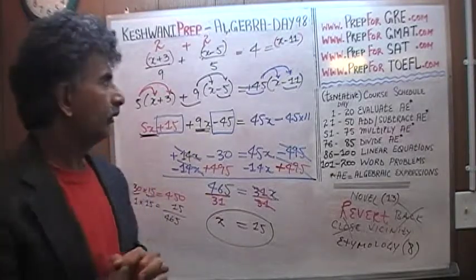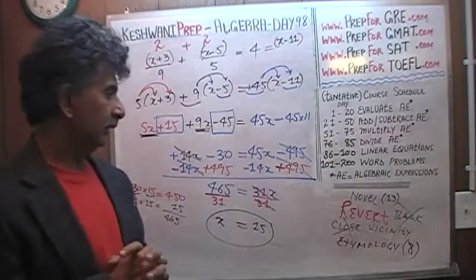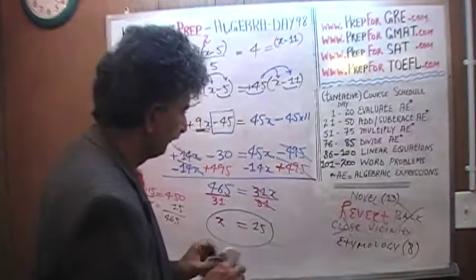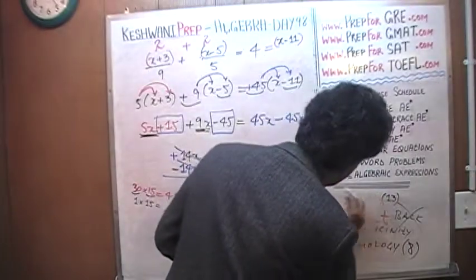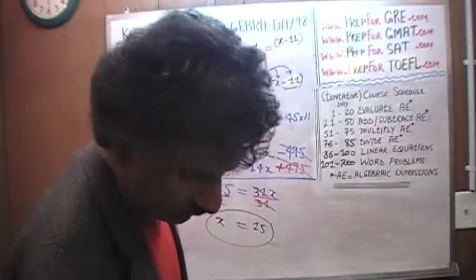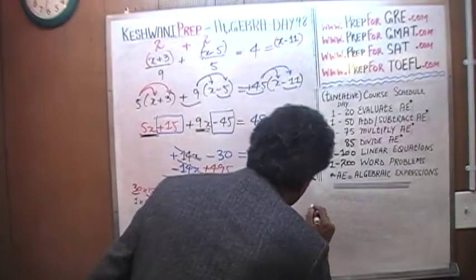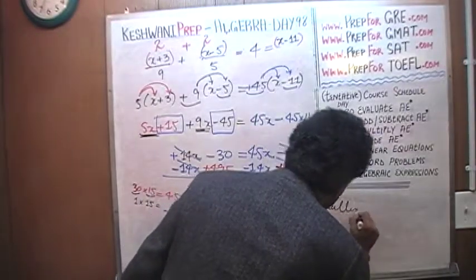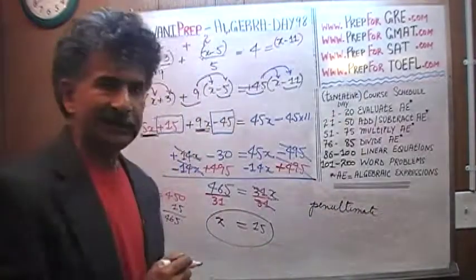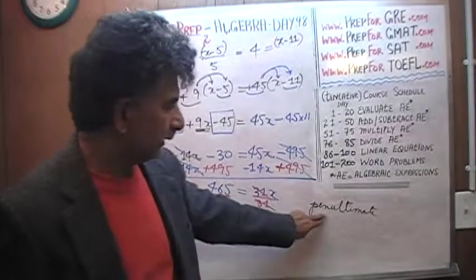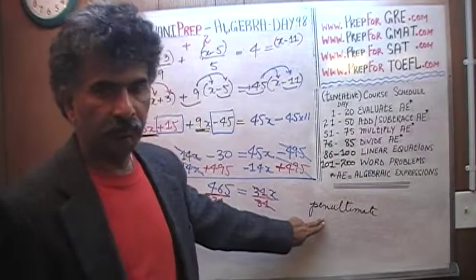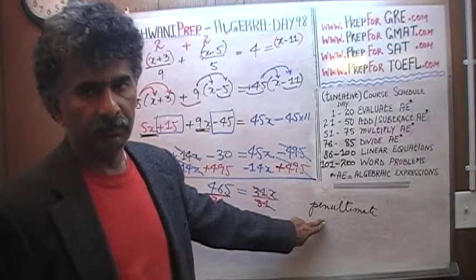I'll see you tomorrow on day number 99, the penultimate day. Okay? Let's learn this word before we call it a day today. Penultimate. We have learned this word many a time, but it does not hurt to learn it one more time. It is spelled P-E-N-U-L-T-I-M-A-T-E, and it's pronounced penultimate.